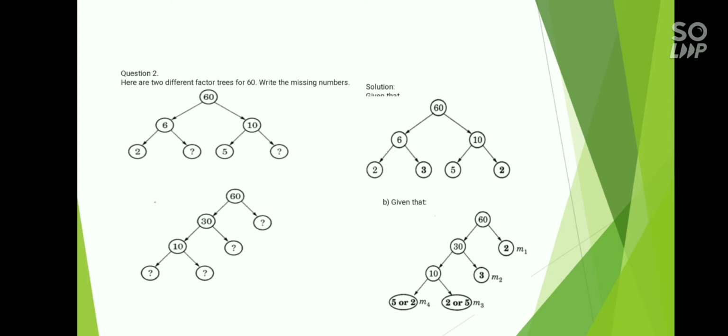3. 2 threes are 6. And 10 will split as 5 into 2. So here we got the prime factorization of 60: 2 into 3 into 5 into 2.